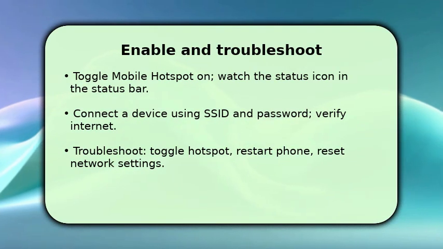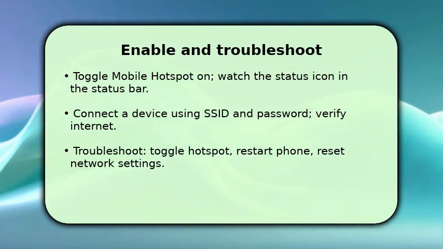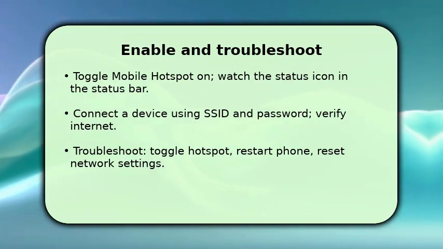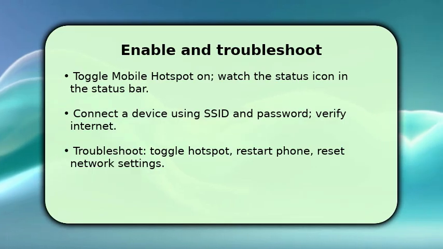Toggle mobile hotspot on and watch for the status icon in the notification bar. That confirms broadcasting. On the client device, select the SSID and enter the password you created.